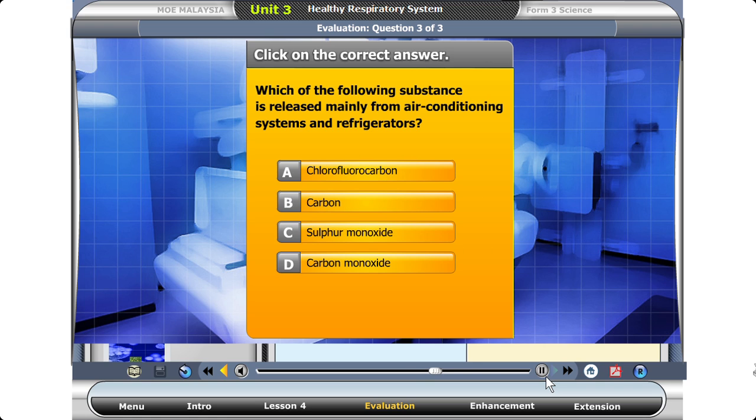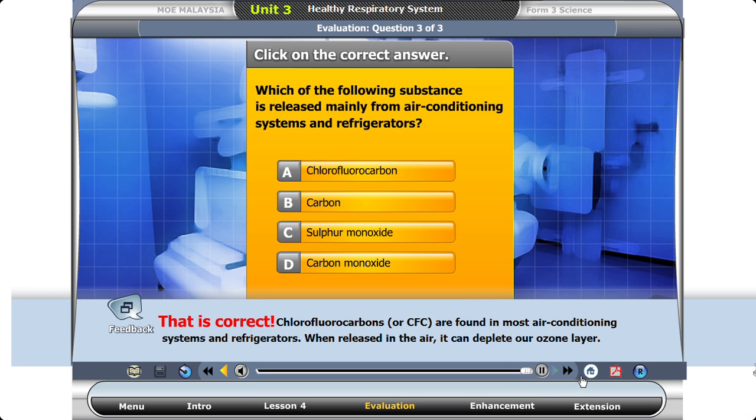Click on the correct answer. Which of the following substances is released mainly from air conditioning systems and refrigerators? That's correct. Chlorofluorocarbon, or CFC, is found in most air conditioning systems and refrigerators. When released in the air, it depletes the ozone layer.